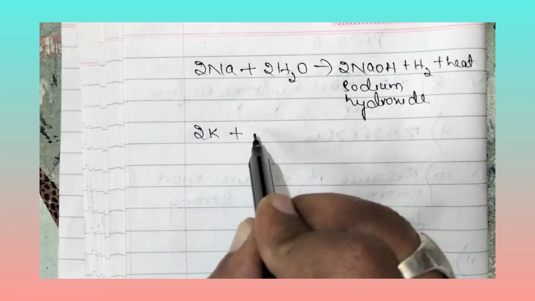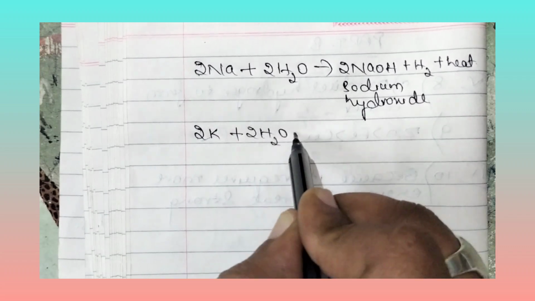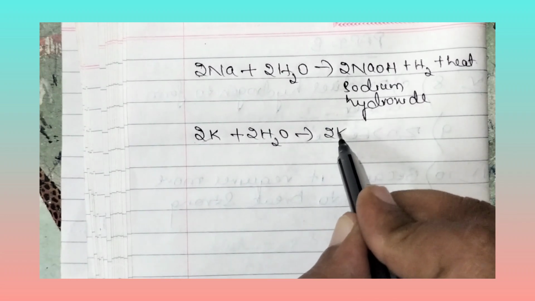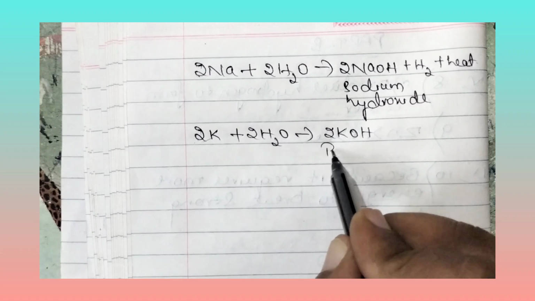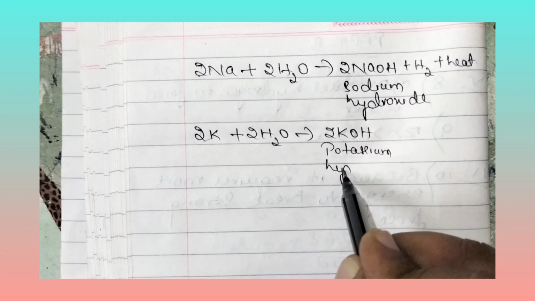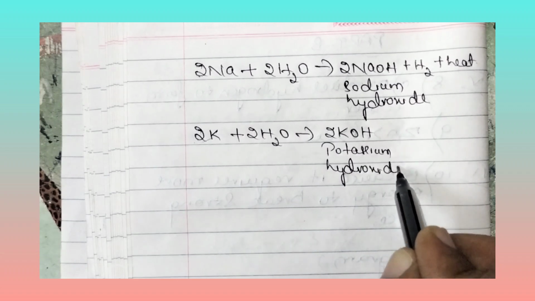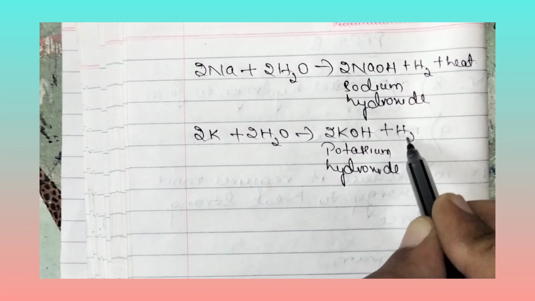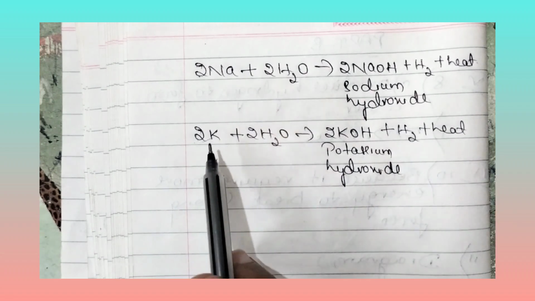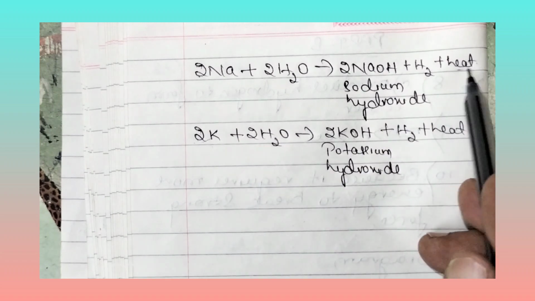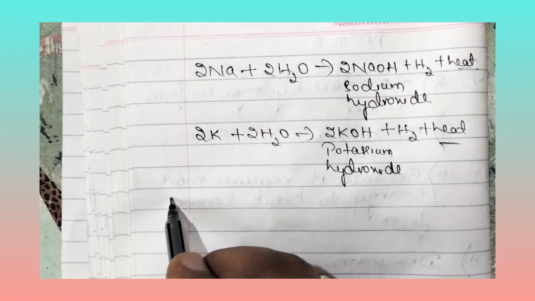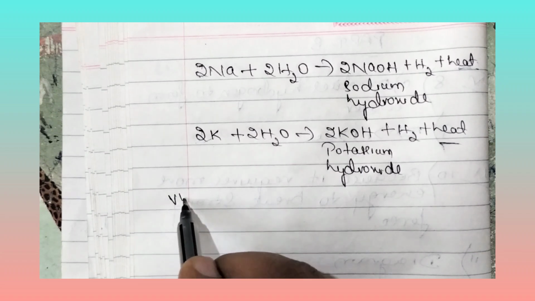Then 2K plus 2H2O gives potassium hydroxide. This potassium hydroxide is also a strong base, and along with it, hydrogen is released. Along with the hydrogen it releases energy in the form of heat. Therefore the reaction of sodium with water and of potassium with water is exothermic, because energy is released. So like this we have to answer question number 12.